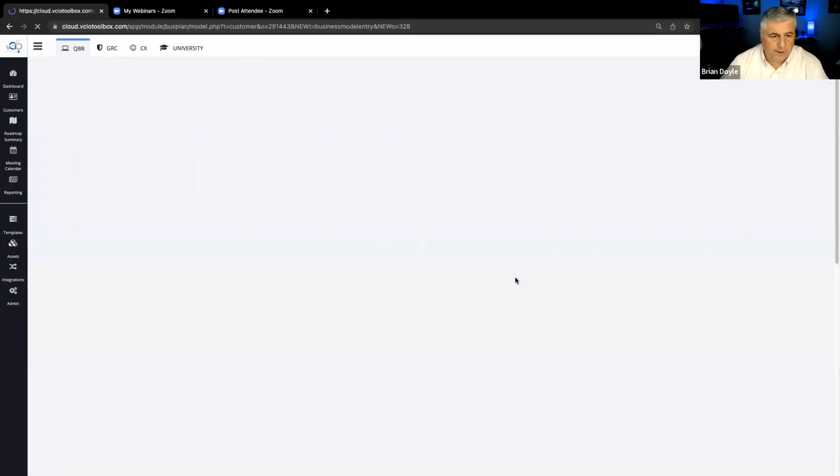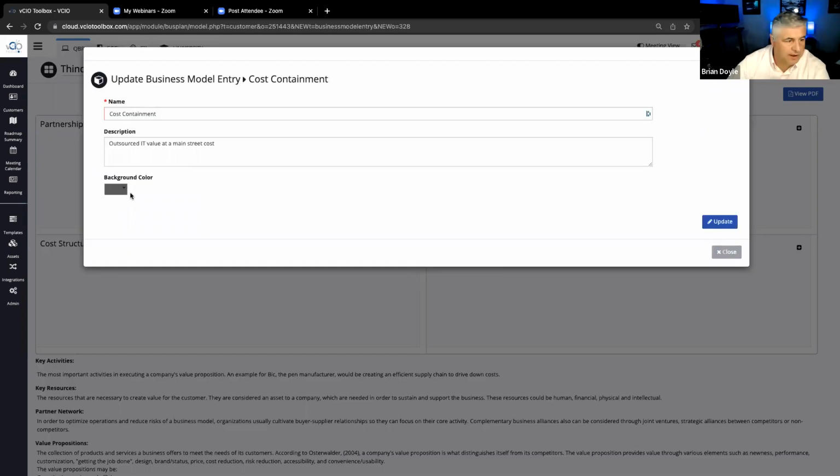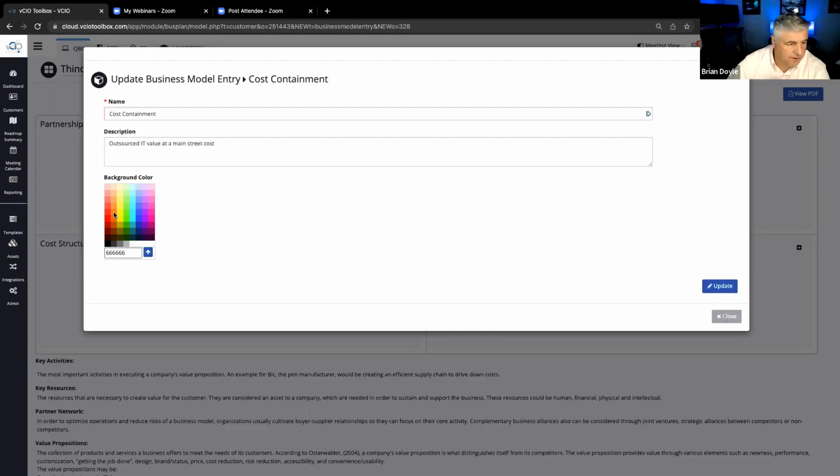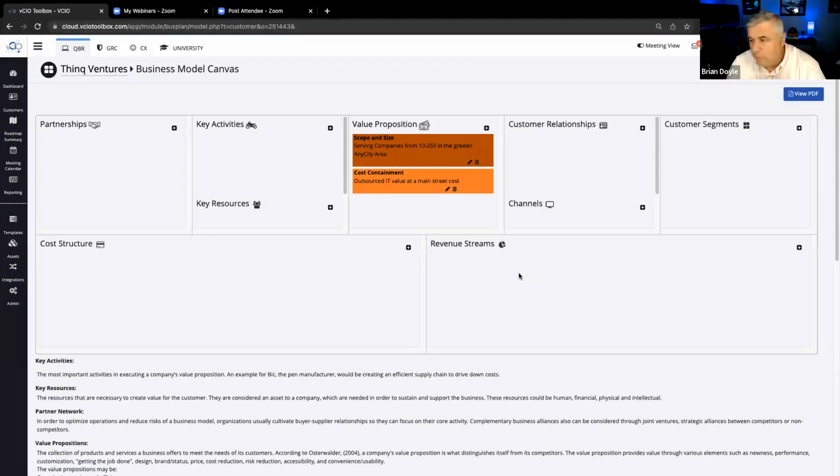So what we're really doing here is defining how we go to market with our customers. And let me make that a little bit easier color to see behind. We'll keep it in the orange family here. And now we've got our value proposition defined here. We have determined that as VCI, or as MSPs, we work with customers of 10 to 250 in this greater any city area. And what we're trying to drive to the customer is an outsourced IT value at a Main Street cost for their businesses.